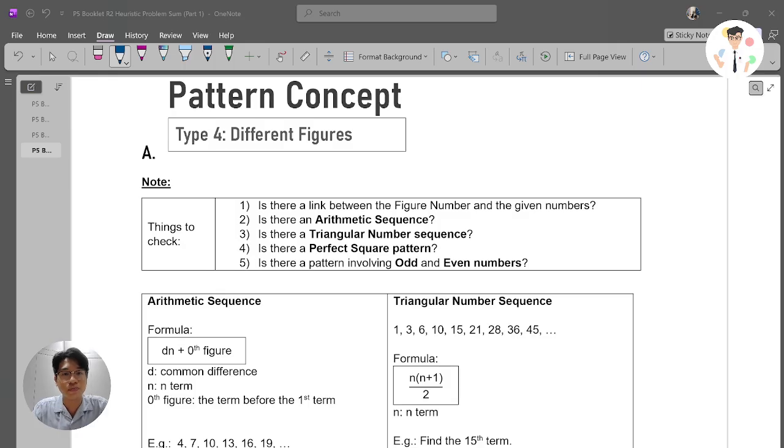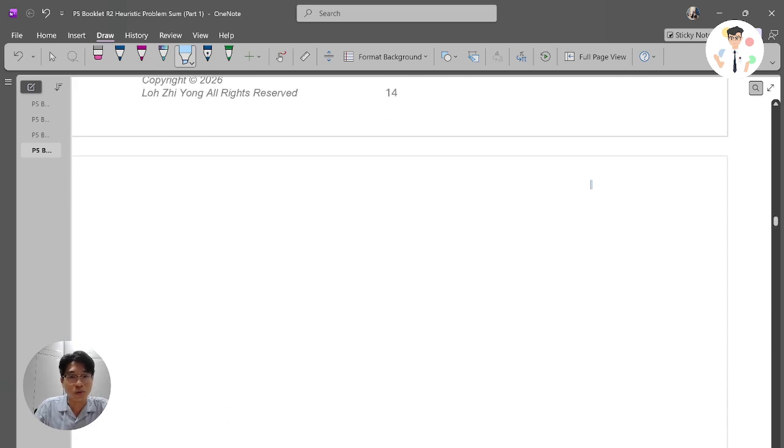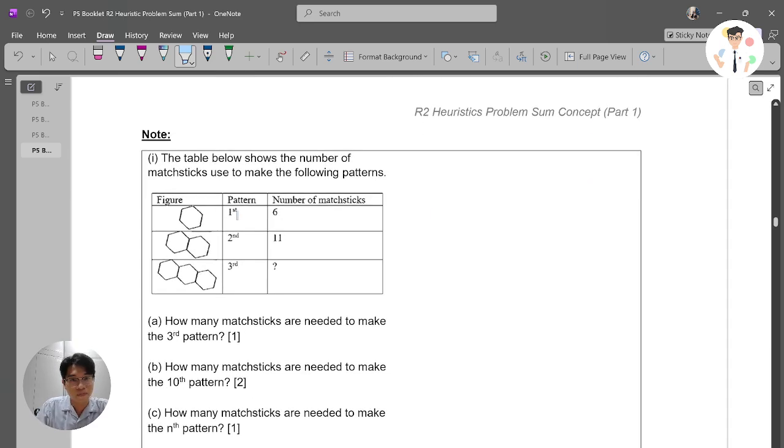In the example up here, the first part is: is there a link between the figure number and the given numbers? What I'm asking you to do is, when you're looking at this, this is pattern 1, which is figure 1. This is pattern 2. This is pattern 3, which is figure 1, figure 2, figure 3. Is the figure number linked with this number? For example, is 1 times something equal to 6? 1 times 6 becomes 6. But is 2 times 6 equal to 12? No, it's 11. So I want you to see if there is any link here.